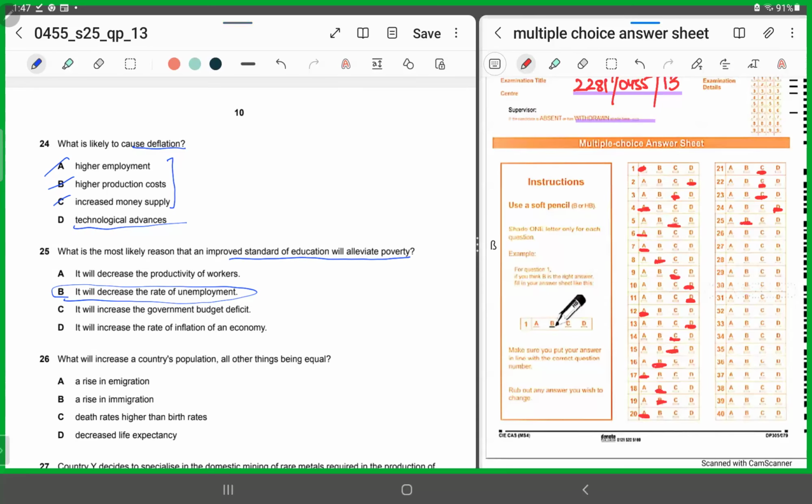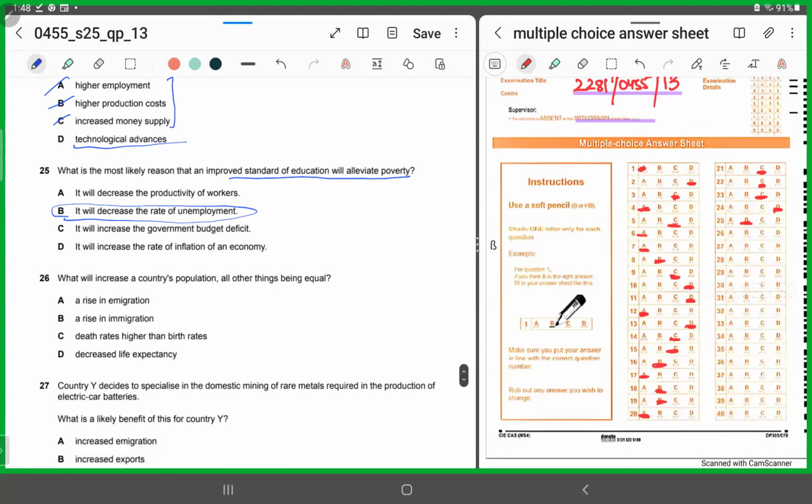Number 26. What will increase a country's population, other things being equal? Let's look at the options. Decrease in life expectancy. So people are going to have a shorter life expectancy. So the population would not increase, it would rather decrease. So we'll chop D. Death rates, if more people are going to die rather than being born, again the population is going to fall and not increase. A rise in emigration means more people are going to leave your country rather than coming in, again the population is not going to increase, rather it's going to fall. So we'll chop A. It's B, when more people are going to come into your country. So for 26, it has to be B.